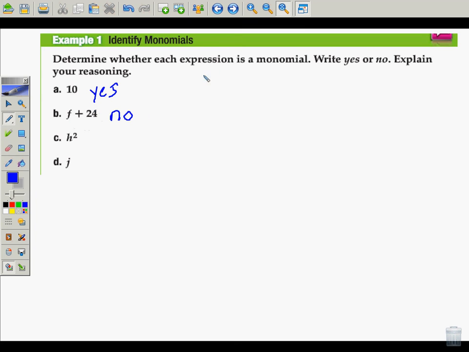C, h squared, that is a monomial because it's only one term and it's raised to a whole number. And then d, j is also a monomial because it's only one term. So in order to determine if something's a monomial, it just has to be one term and raised to a whole number for an exponent. And then remember the special case, you cannot be dividing by a variable.